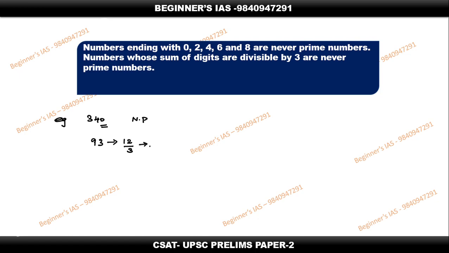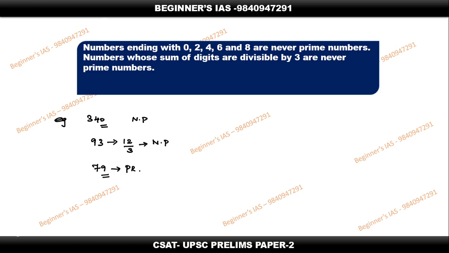If it is divisible by 3, then surely it is not a prime number. Then shall we say 79 is a prime number? Yes, since it is not divisible by 2. Also check the sum. The sum is 16, and 16 is also not divisible by 3. Therefore we can say that this is a prime number.